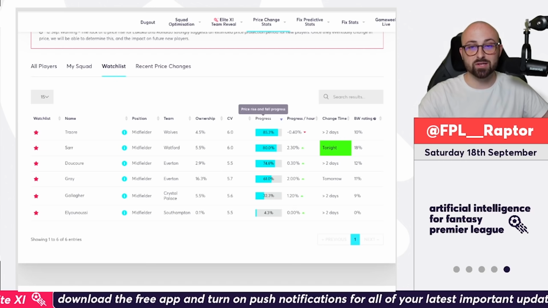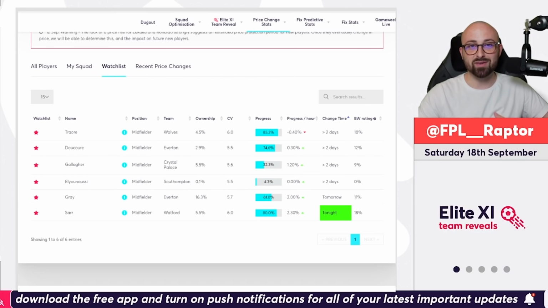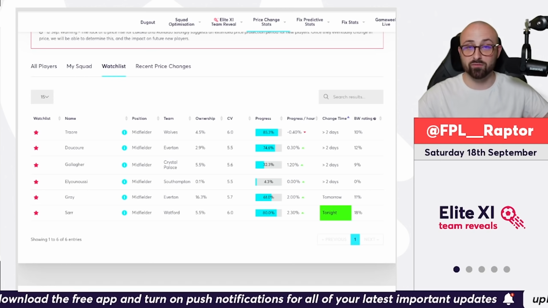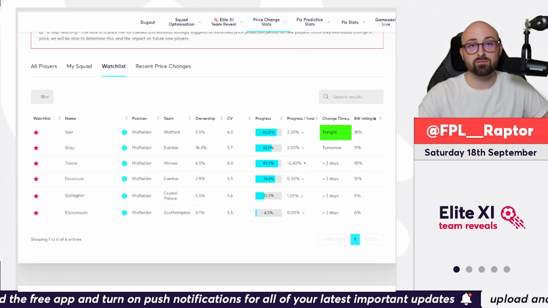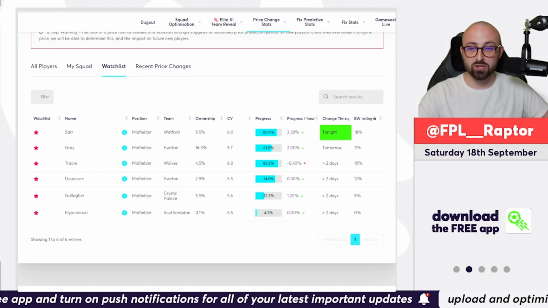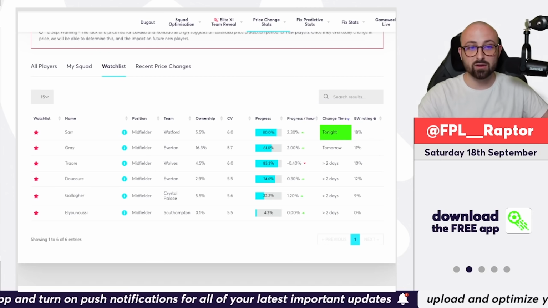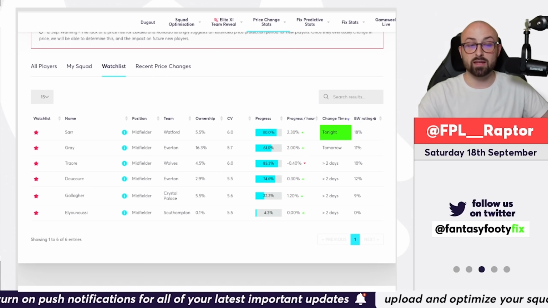So what I've done here is I've just set a watch list for budget midfielders because I might potentially be selling Ben Rama if he is injured because there's rumours that he might be injured, or Rafinha if Rafinha's injured. So I've just set a watch list here based on cheap budget midfielders that I could bring in to replace one of those two players. And you can see here the change time on them. So Sarr is the only one that looks likely, although Damari Gray could be close if he does anything in the game tonight. So this is really, really important to do.